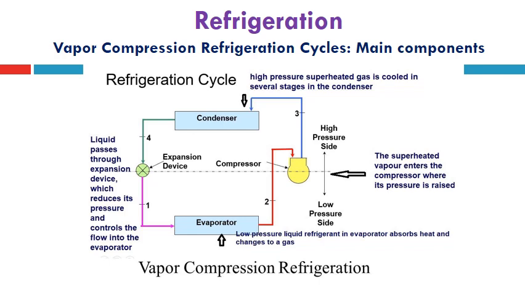After the refrigerant leaves the condenser, its pressure must decrease again to complete its journey inside this refrigeration cycle from state 4 to state 1 when passing across an expansion device such as an expansion valve or capillary tube in small size refrigeration machines. Liquid passes through the expansion device which reduces its pressure and controls the flow into the evaporator. So the expansion device is responsible to reduce the pressure against the compressor which increases the pressure, and also the expansion device is responsible to control the flow inside this refrigeration cycle.